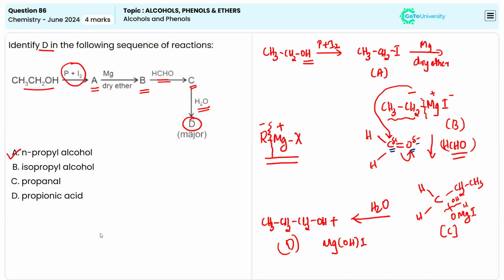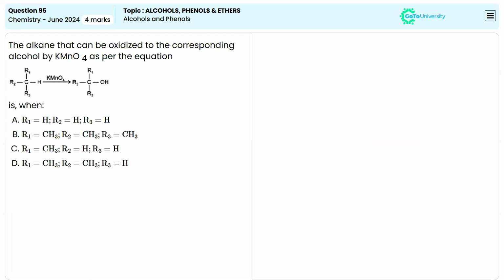Next question, we have to explain. Here also we have a reaction. In this reaction, it is given that the alkane can be oxidized to the corresponding alcohol by KMnO4 as per the given equation. Okay, so here the alkyl groups on the carbon atoms are represented by R1, R2, and R3. So here we have to identify what are R1, R2, R3. Okay, so that is the question. So how can we identify R1, R2, R3?